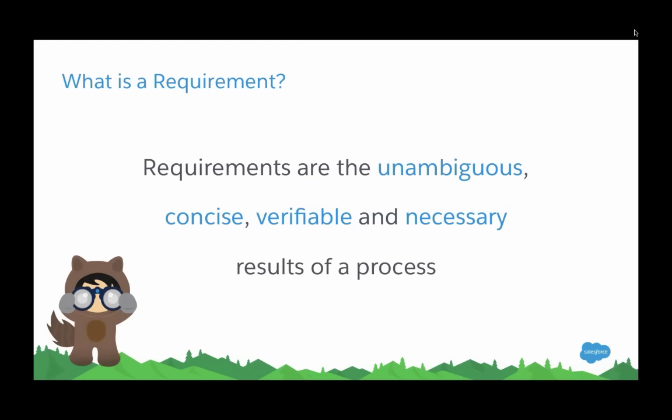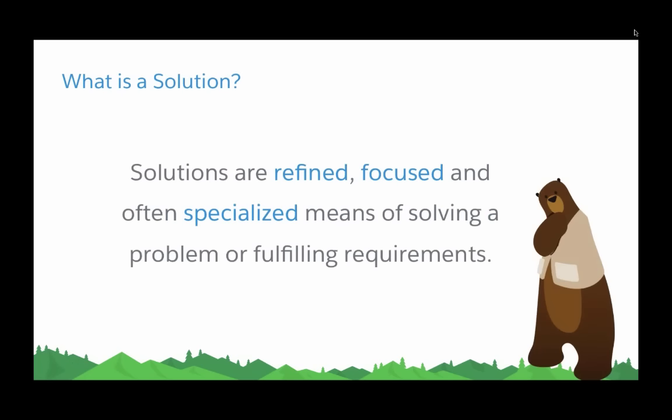So I told you guys that there's a difference between a functional process and a solution. So what is a solution? Solutions are refined, focused, and often specialized means of solving a problem or fulfilling requirements. So again, let's go through the blue words. Refined means iteratively improved upon. They're living mechanisms, right? They should be expected to change over time or continuously improve. Focused, tightly scoped, again, no gray area. Specialized, that means it's meant to be applied to a specific set of scenarios.